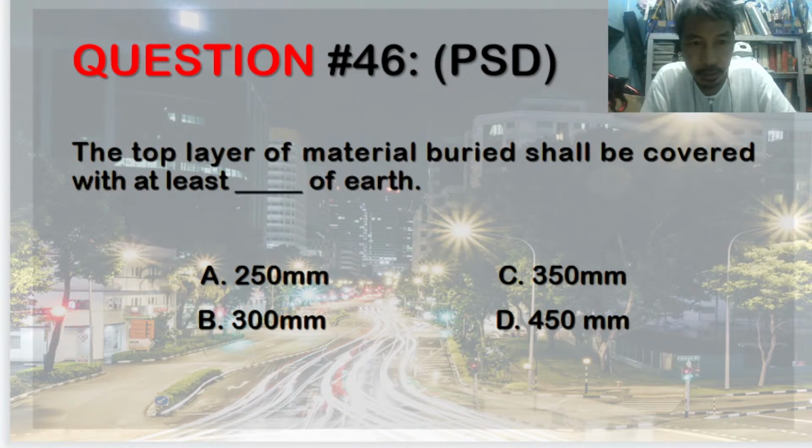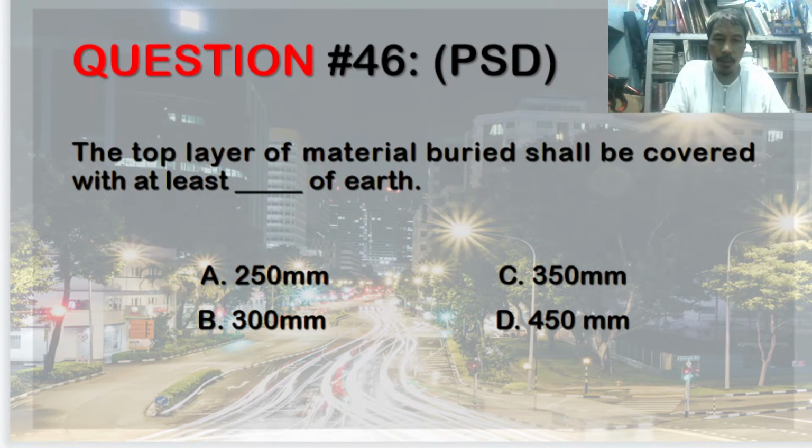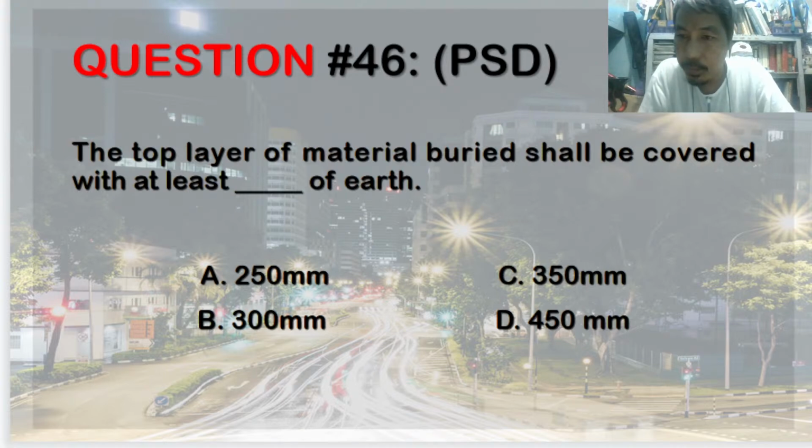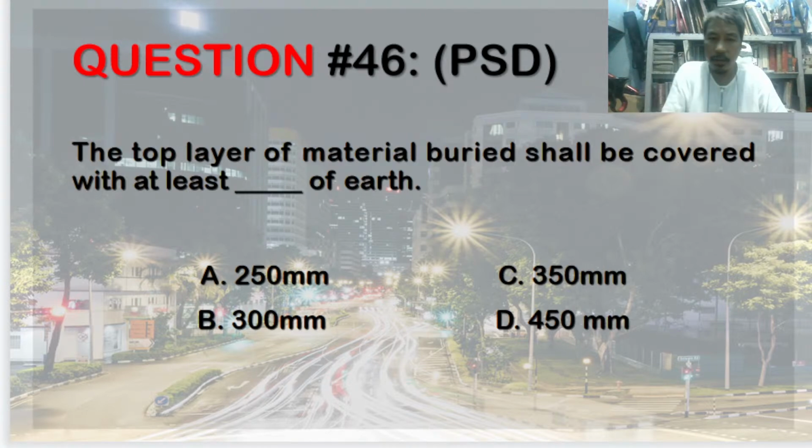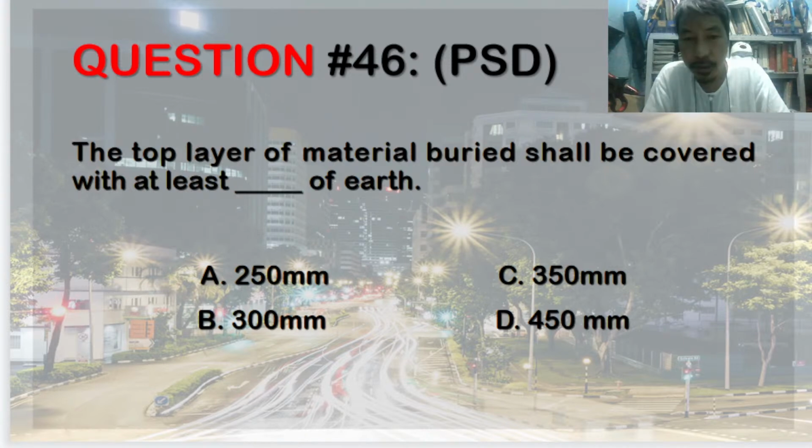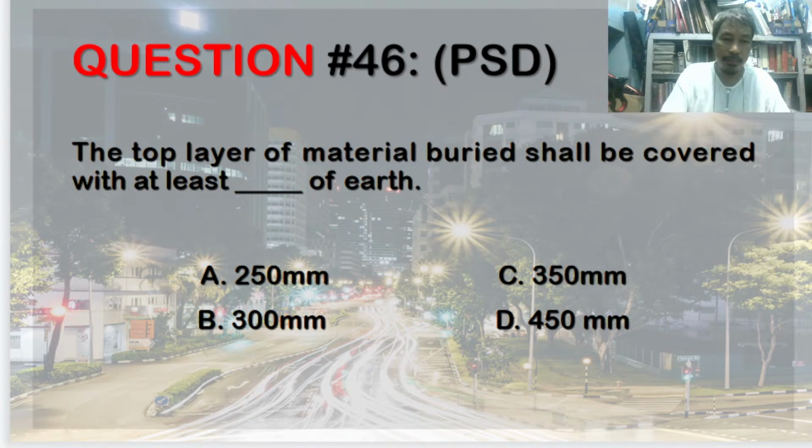Number 46. The top layer of material buried shall be covered with at least blank of earth. A. 250 mm, B. 300 mm, C. 350 mm, D. 450 mm. The top layer of material buried shall be covered with at least blank of earth. A. 250 mm, B. 300 mm, C. 350 mm, D. 450 mm.